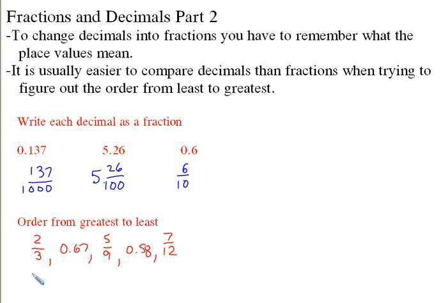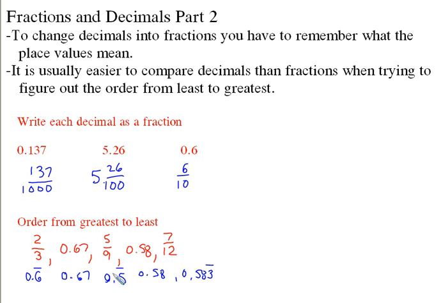So for 2/3, I know that that's actually going to be 0.6 with the vinculum over the top. Then I have 0.67, so that's bigger than this. Now 5 divided by 9 is going to be 0.5 with a vinculum over the top. That is 0.58. And then I have 7 divided by 12. That's going to be 0.583, continuing on forever.